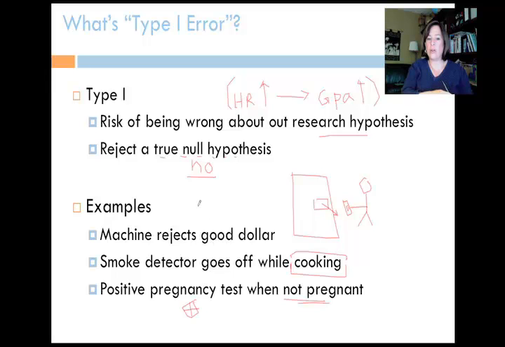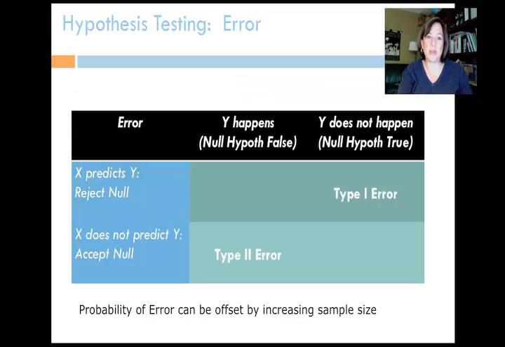I have a real good dollar, but it got rejected. I don't have a fire, but the smoke detector went off. That's type 1. Now, of course, with the type 1, there's a type 2. We have type 1 and type 2. So here's another way to look at this with this matrix.